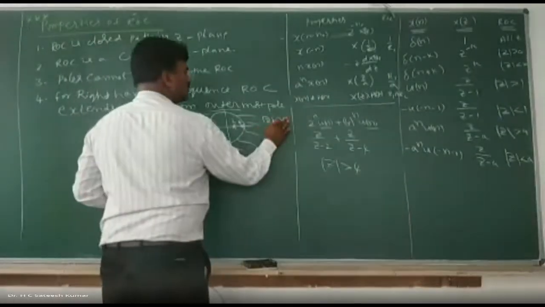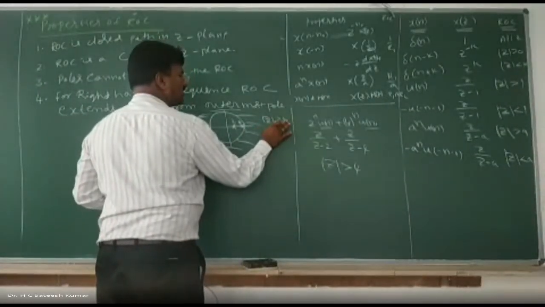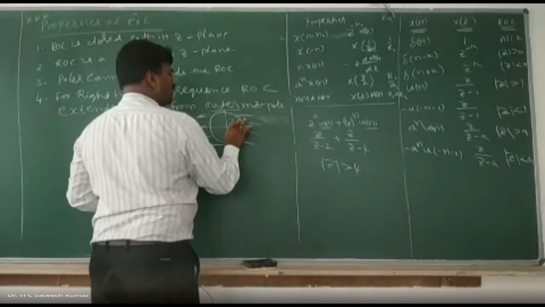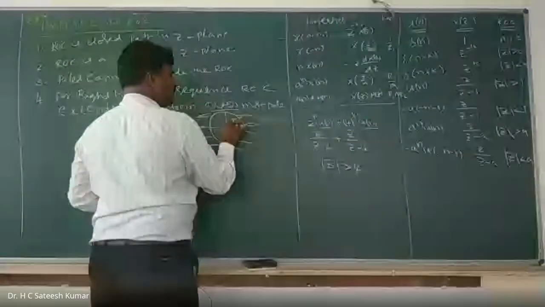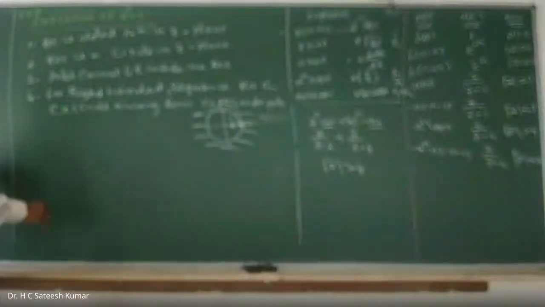So it is 4, you don't need to write it. Mod z greater than 4, I have written. So generally you write it, just mark the poles and the ROC like this. That is an example that I gave.